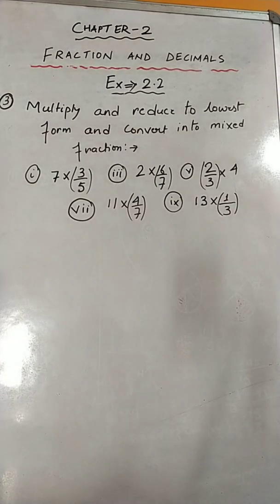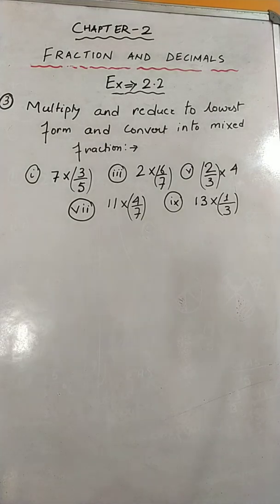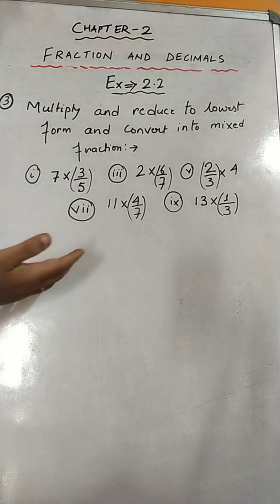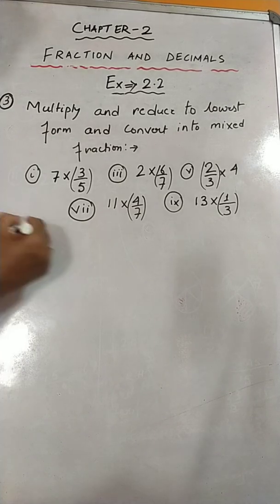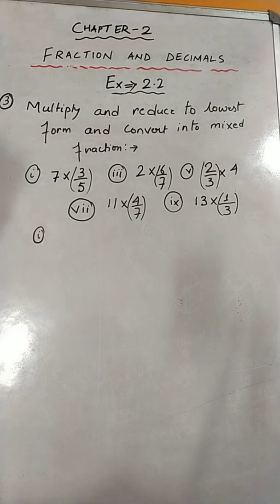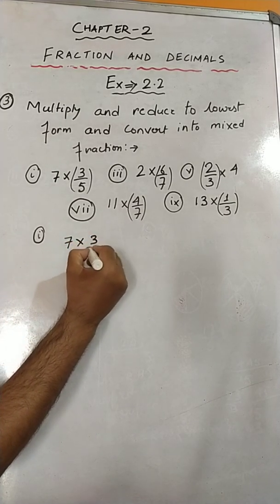Yes, now this is question number 3. In question number 3, we have to multiply and reduce to lowest form and convert into mixed fraction. So there are altogether 10 sums, but I would be doing the alternate sums, that is only 5 sums. Okay, and I'm quite sure the rest of the sums people can do very easily. This is a very easy sum. So let's solve sum number 1. Sum number 1, we have 7 into 3 by 5. So 7 into 3 by 5.